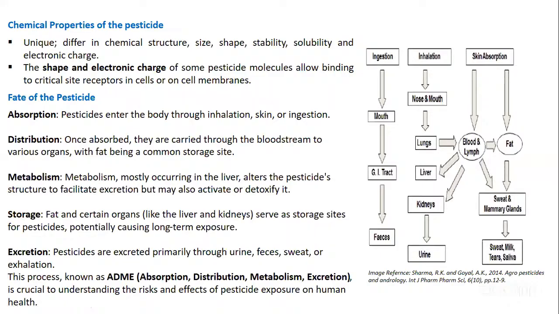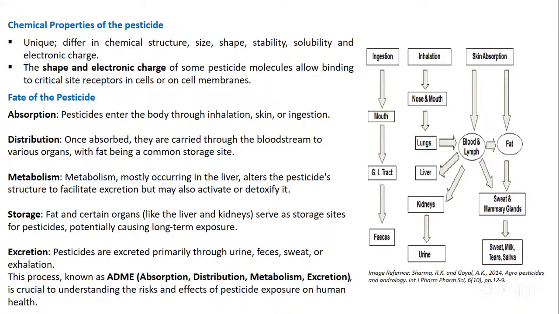Yeah, coming to the chemical properties of the pesticide. So each pesticide is unique, and pesticide molecules differ in their chemical structure, size, shape, stability, and electronic charge. And these differences determine how pesticides function in the human body, right?